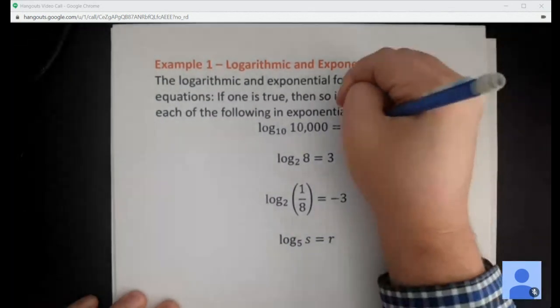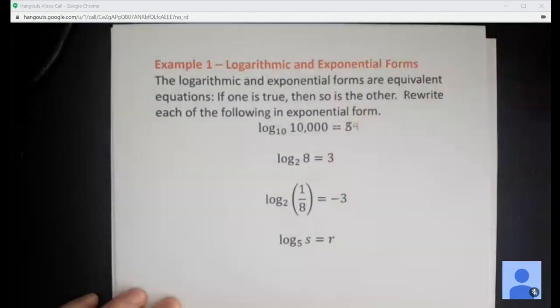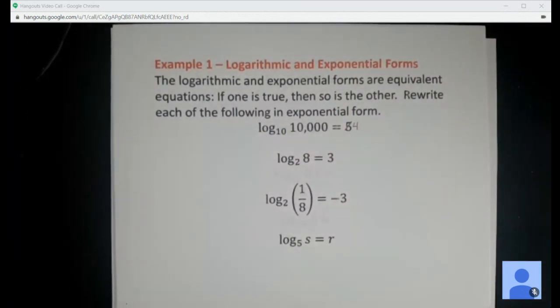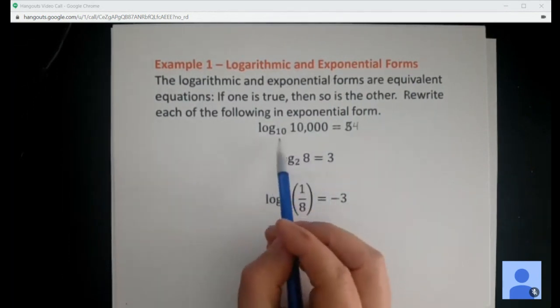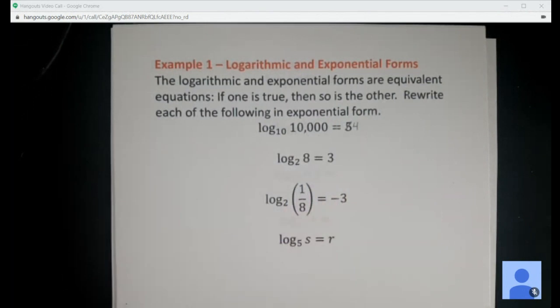And I've actually got a typo here. So this should be a 4. So just make sure you change that. Okay, so the logarithmic and exponential forms are equivalent equations. So if one is true, then the other also has to be true. So what we want to do is take this logarithmic equation right here and rewrite it in exponential form instead. And we're going to use what we did on the last slide to do that.